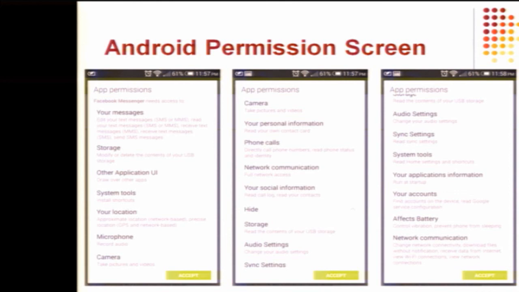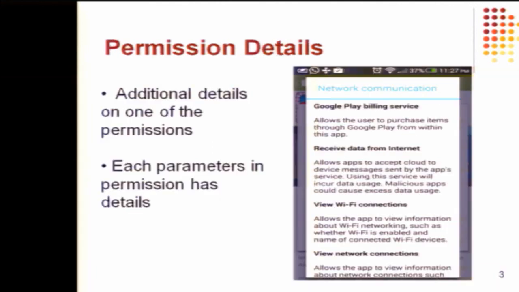So each of these parameters has subparameters, and they have linked additional details to each of them. In this case, as you can see, network and communication has kind of an ambiguity. Here it says full network access, and here it says additional details for that, which is under the hidden section. For getting additional details, you can just tap on any of these, and then you get more details about that. So these are the subparameters under network communication: billing service, receiving data from internet, Wi-Fi connections, and so on.